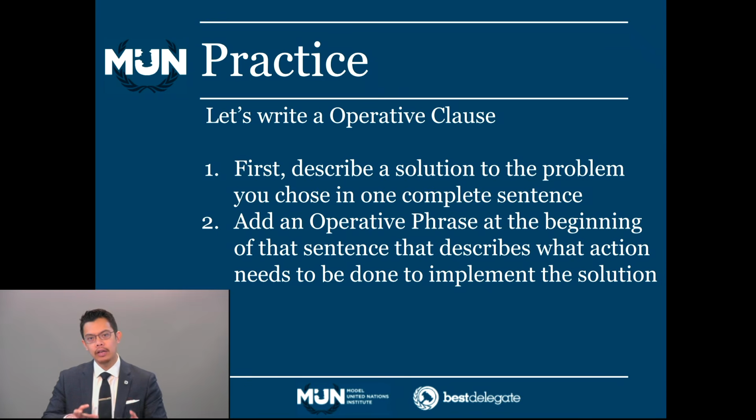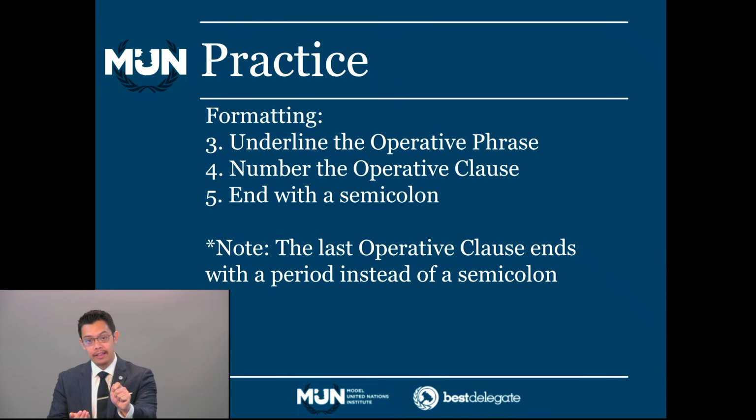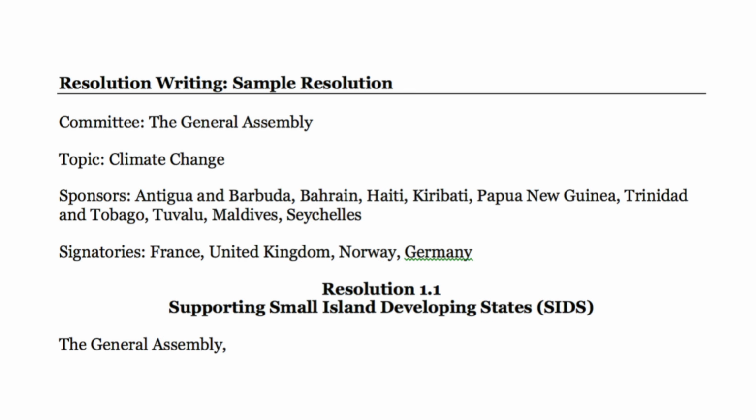Step two is to look at the operative phrase bank. And the most typical phrase that you'll see is recommends. So you take recommends, or whatever phrase you pick, and put it at the beginning of your solution. The next step is to underline the operative phrase, to enumerate the operative clause. It should begin with a number. And the operative clause should end with a semicolon, except for the very last one, which should end with a period.